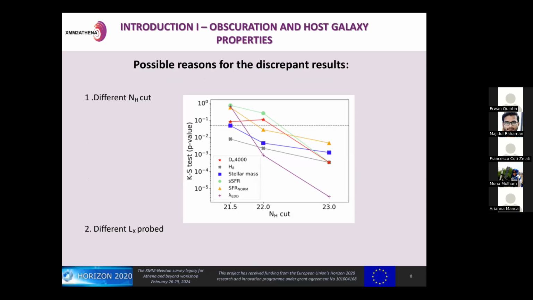Hi, George. Matt Page. Just so I understand, when you do your NH cut, the objects that contribute to here are a mix of type 1 and type 2 in the optical? Yes, there is a mix, because the X-ray criteria do not necessarily coincide with the optical criteria. Okay. All right. Thanks.